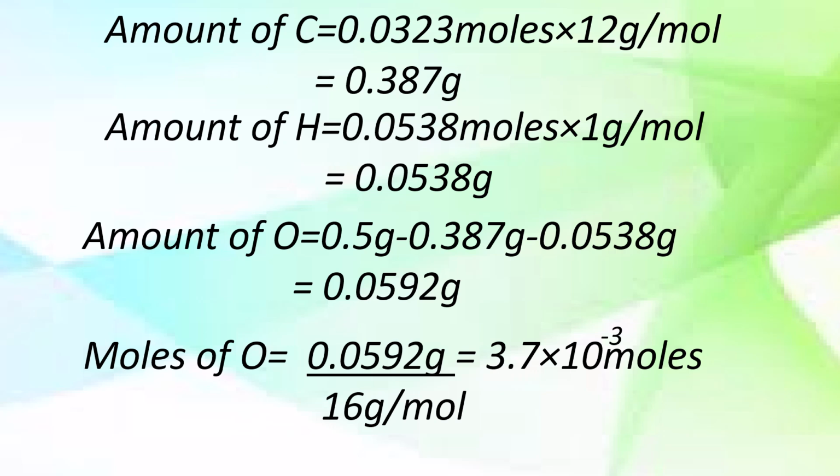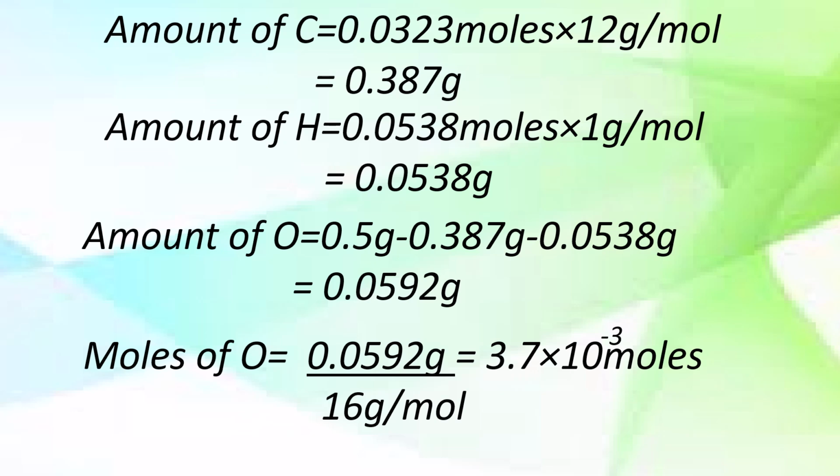So we have calculated the amount of oxygen. Now we will calculate moles of oxygen, which is equal to 0.0592 gram divided by 16 gram per mole, the atomic weight of oxygen. After solving, moles of oxygen is calculated to be 3.7 exponent minus 3 moles. So we have calculated moles of carbon, hydrogen and oxygen.